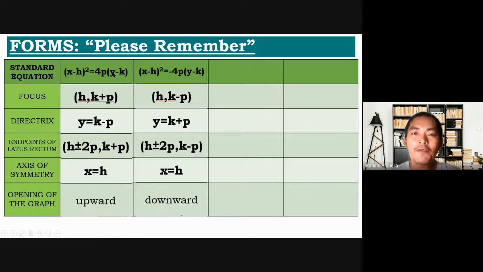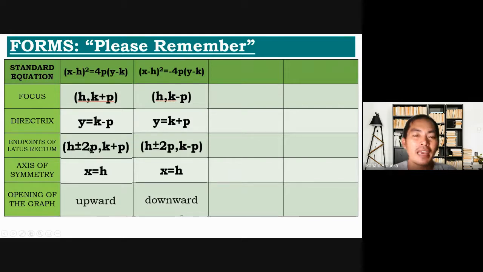So therefore, yung value ng p, doon nyo i-add. Ha? I-add yung focus, yung focal length. Okay. Variable y meaning sa focus is the y value. So k plus p or k minus p. Paano naman natin malalaman sa endpoints of the latus rectum? Kinokopya lang po. Whatever the y value of the focus, yun din ang y value of the endpoints of the latus rectum.